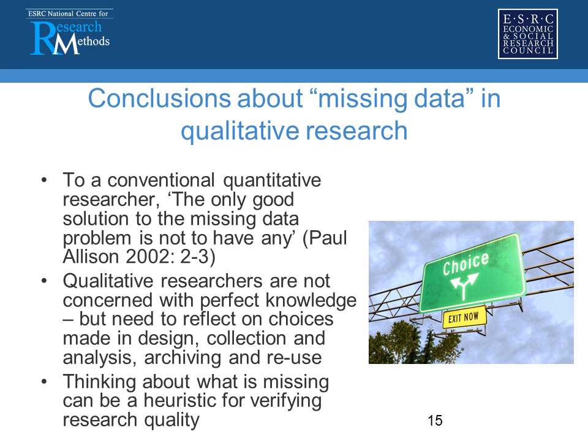So, some conclusions. To a conventional quantitative researcher, the only good solution to the missing data problem is not to have any. Obviously, this is not an appropriate solution for qualitative researchers. This is not how our research practice operates. But qualitative researchers still need to reflect on the choices that we make in design, collection, analysis, archiving, and reuse. And in our opinion, one of the initial, very significant findings of this project is that missing data is an important heuristic for thinking about research quality within qualitative research.